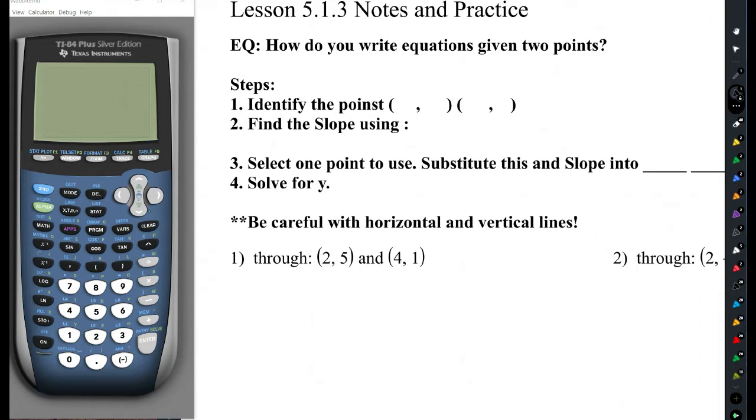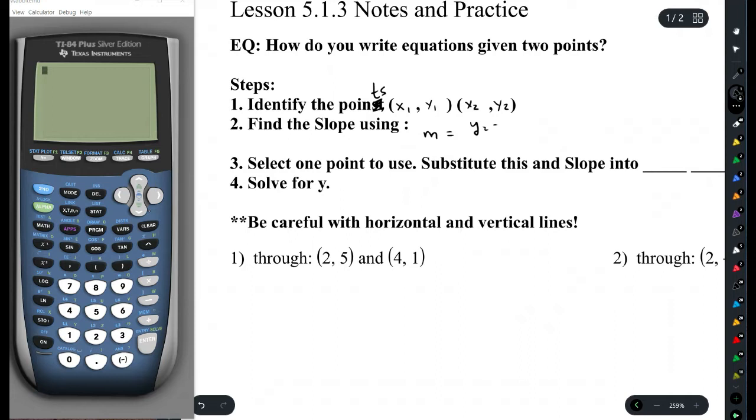Okay, first off, identify the points, which this time around we're going to have two of them, x1 and y1, and x2 and y2. With these, we then need to find the slope, and that's going to be using an old favorite of ours, m equals y2 minus y1 over x2 minus x1. You might be like, oh, that's why we have y2.